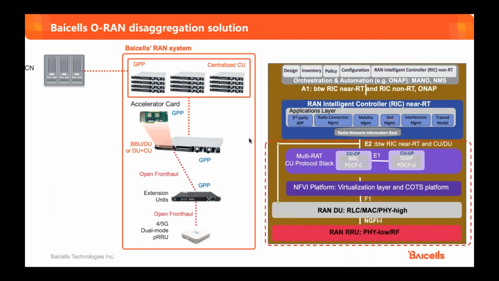So this is an Open RAN illustration right here. We talked about the layers. So we have the radio unit layer right here. We have the distributed unit right here, and then we have the centralized unit.